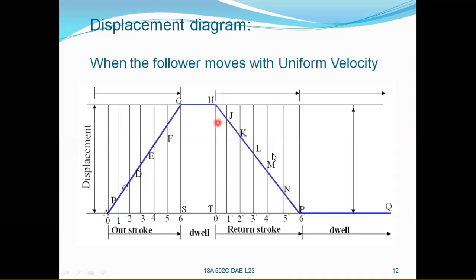Similarly here also mark H, J, K, L, M, N, P, and join A, G and also H, P, then A, G, H, P and Q represents the displacement diagram for a follower which is moving with uniform velocity. And this is the displacement diagram for a follower moving with uniform velocity.